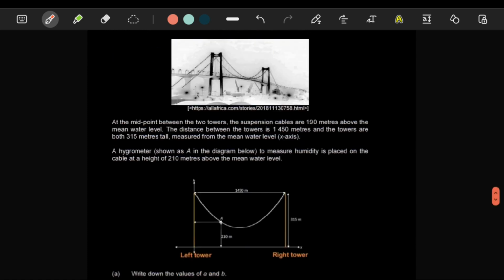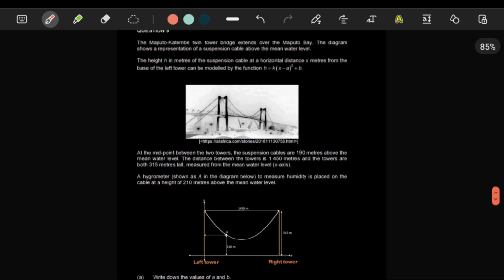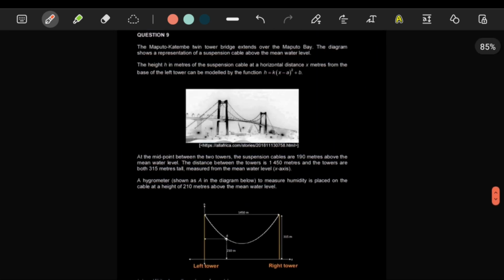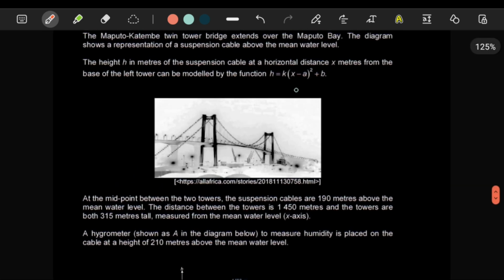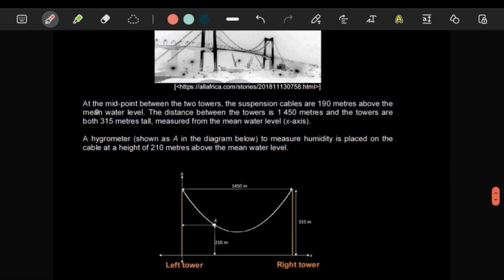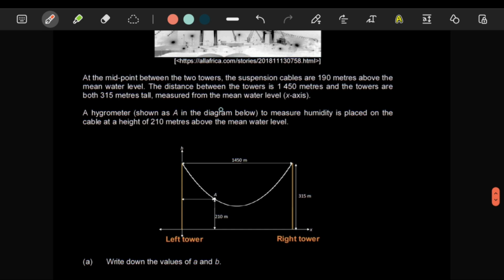So whichever way, I know this kind of a question, you're hearing a bridge, you're hearing this and that. Just focus on the fact that you have a parabola which has this equation. This equation is in completed square format, meaning A and B give you your turning point. And then they said the midpoint between the two towers and the suspension cables are 190 meters above the mean water level.